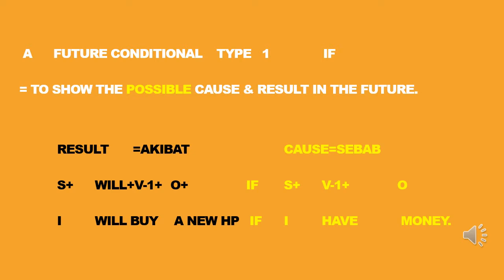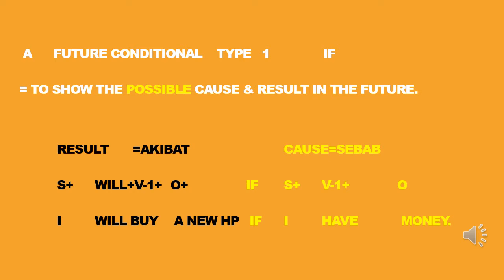So, the akibat diletakkan di depan. We put the result in the first position and the cause in the second position. The main sentence is, I will buy a new handphone. The subordinate sentence, anak kalimat, is, if I have money. What makes the difference between induk kalimat and anak kalimat? Induk kalimat starts with the subject. Anak kalimat, subordinate sentence, starts with the conjunction if.